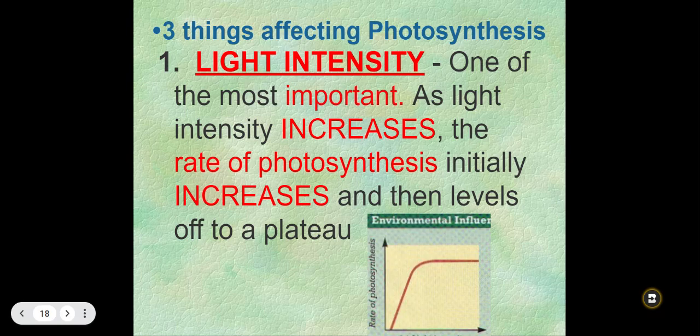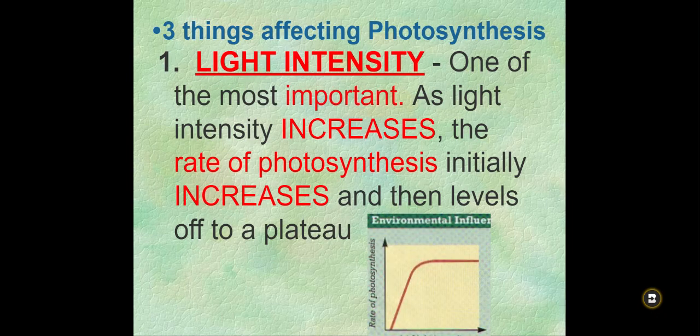There are 3 things that affect how well photosynthesis can actually happen. Number 1 is the intensity of the light that you get. It's definitely one of the most important. As the light intensity increases, or you happen to have more light, then the rate of photosynthesis is going to initially increase, and then it is going to level off, because there's only so much effectiveness and efficiency that photosynthesis can have.